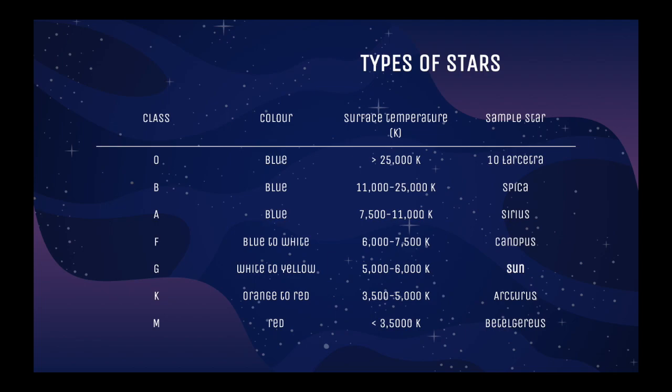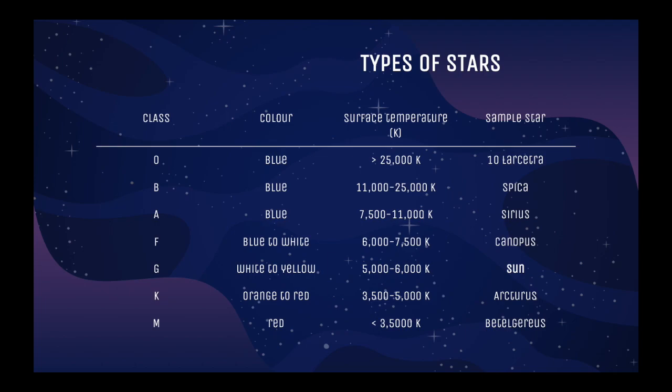Next is our home Sun star, which is the G class, having a color of white to yellow and a surface temperature of 5,000 to 6,000 Kelvin. An example is the Sun or the Kepler 452 star, which has the main characteristic of absorption lines of neutral metallic atoms and ions. An example is ionized calcium.